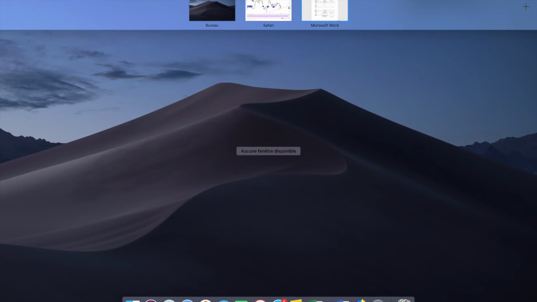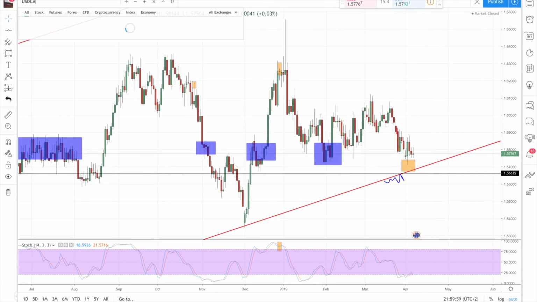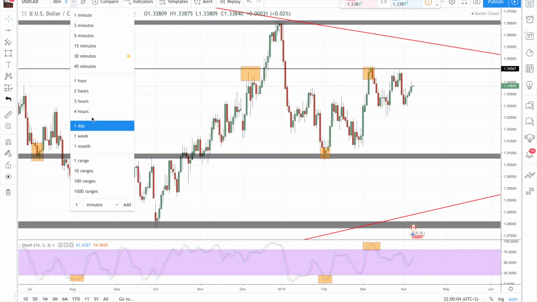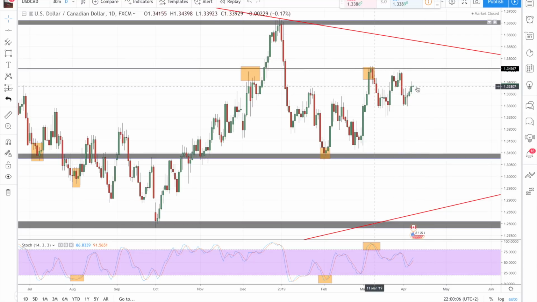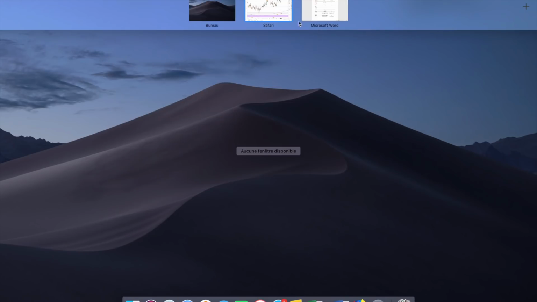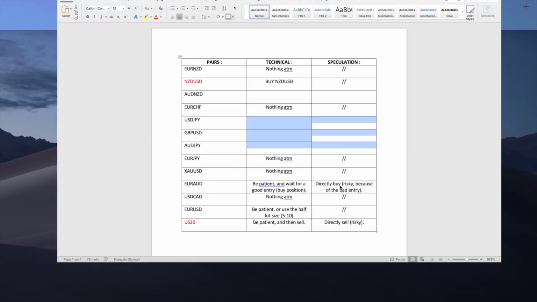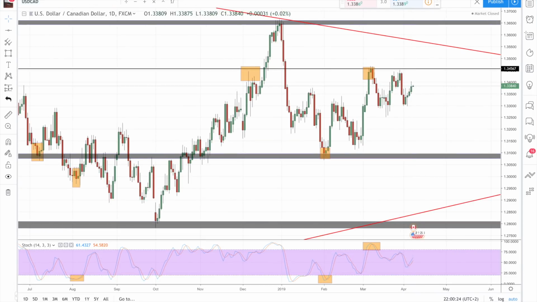Now USD CAD. Let's go with USD CAD. Also nothing at the moment. Nothing is pretty obvious. This is my setup: touch, drop, middle of the market. We don't trade, so also nothing at the moment. And for the speculation, exactly the same thing. So we still have 3 pairs. Okay, let's go with USD JPY.